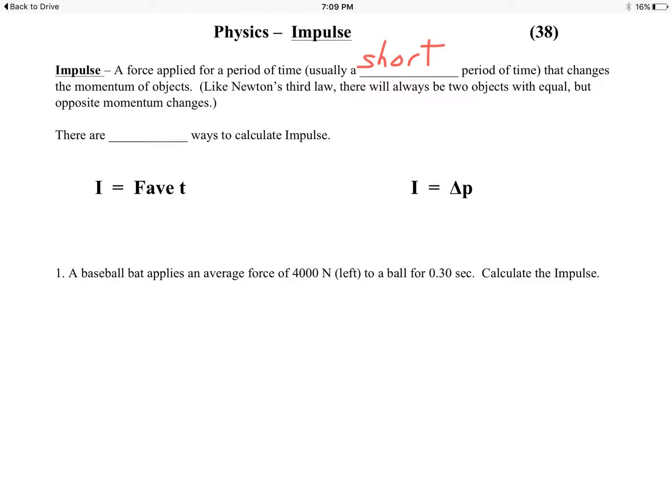Now there are two ways to calculate impulse. Impulse, I stands for impulse, is an average force times the time. Or it's the change in momentum. It causes a change in momentum.